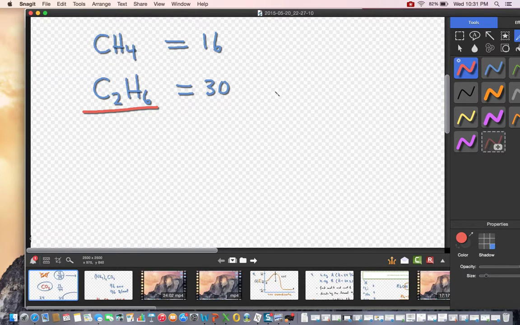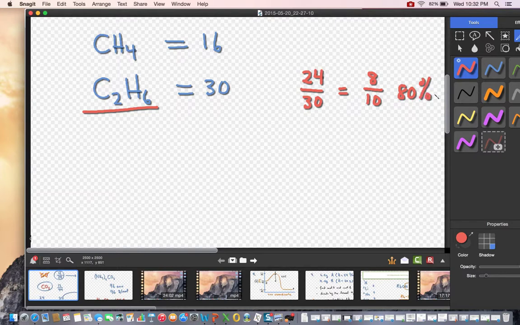Now the question is 24 over 30. 24 is the mass of two carbons. 30 is the mass of the entire ethane molecule. When I break this down, that is when I divide the top and bottom by 3, I get 8 over 10, which is precisely 80%.